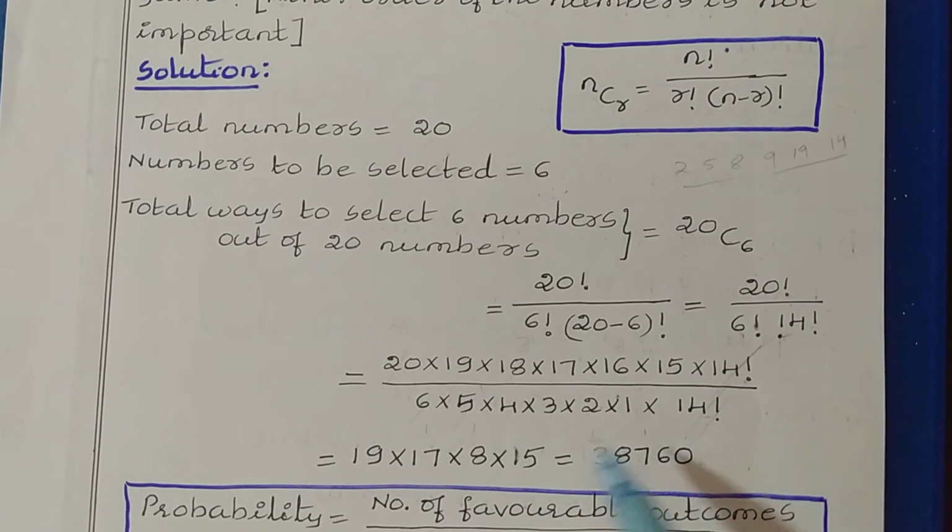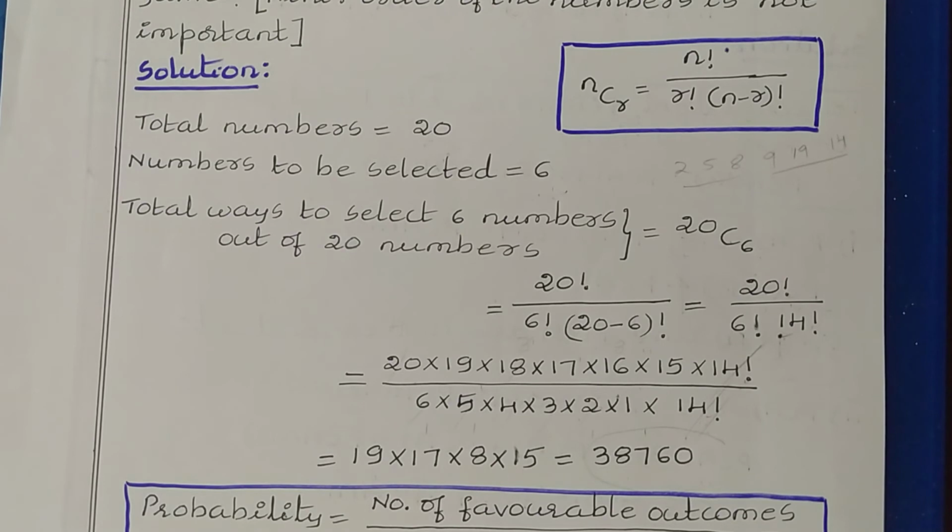So after cancellation of the values in the numerator and denominator, finally we get 19 into 17 into 8 into 15, which is equal to 38,760. So there are totally 38,760 ways to select 6 numbers out of 20 numbers. So we got here the total number of outcomes.